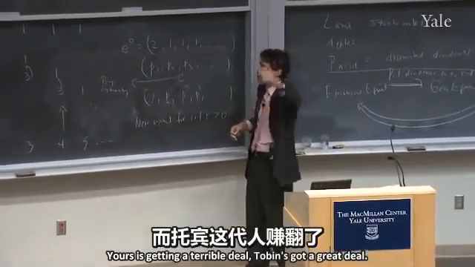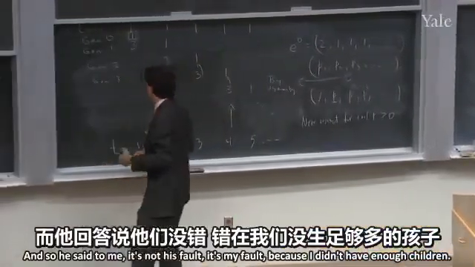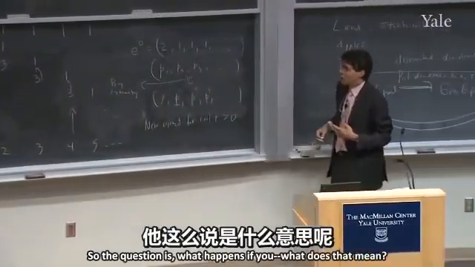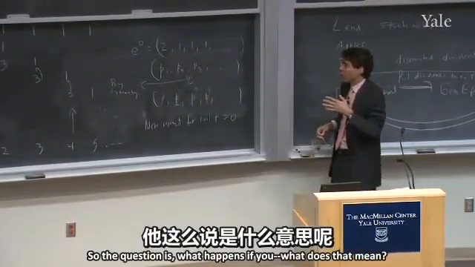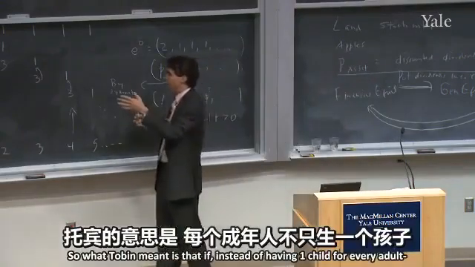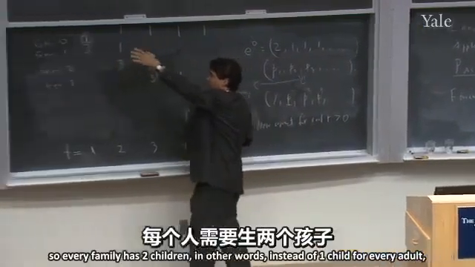Yours is getting a terrible deal. Tobin's got a great deal. And so he said to me, it's not his fault, it's my fault, because I didn't have enough children. So the question is, what does that mean? What Tobin meant is that if instead of having one child for every adult, every family has 2 children.